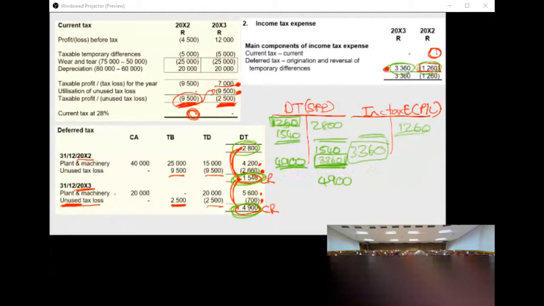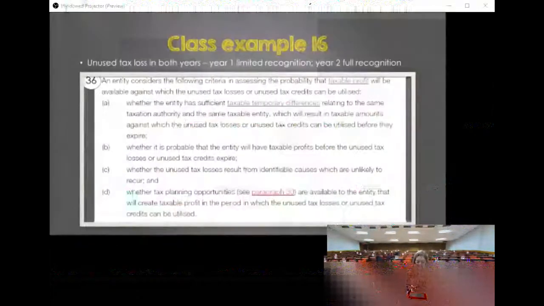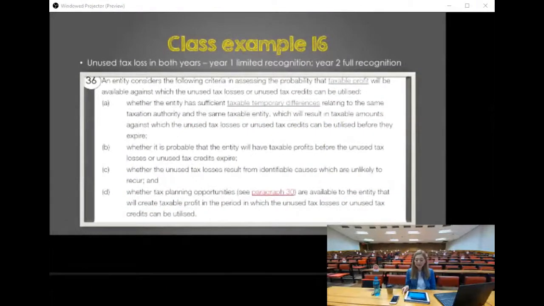Okay, cool. So that's class example 15, which means we are now getting to the last class example for IAS 12.